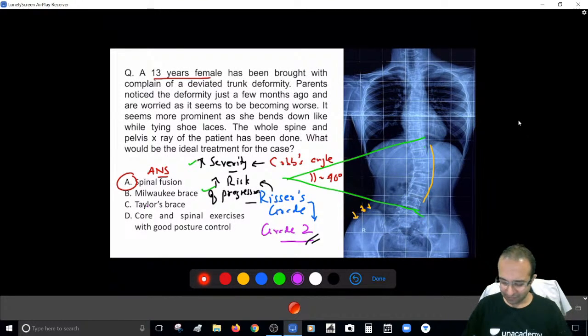Taylor's brace. Dorsolumbar spine fractures. That's where we use the Taylor's brace. So that's nowhere the choice here.